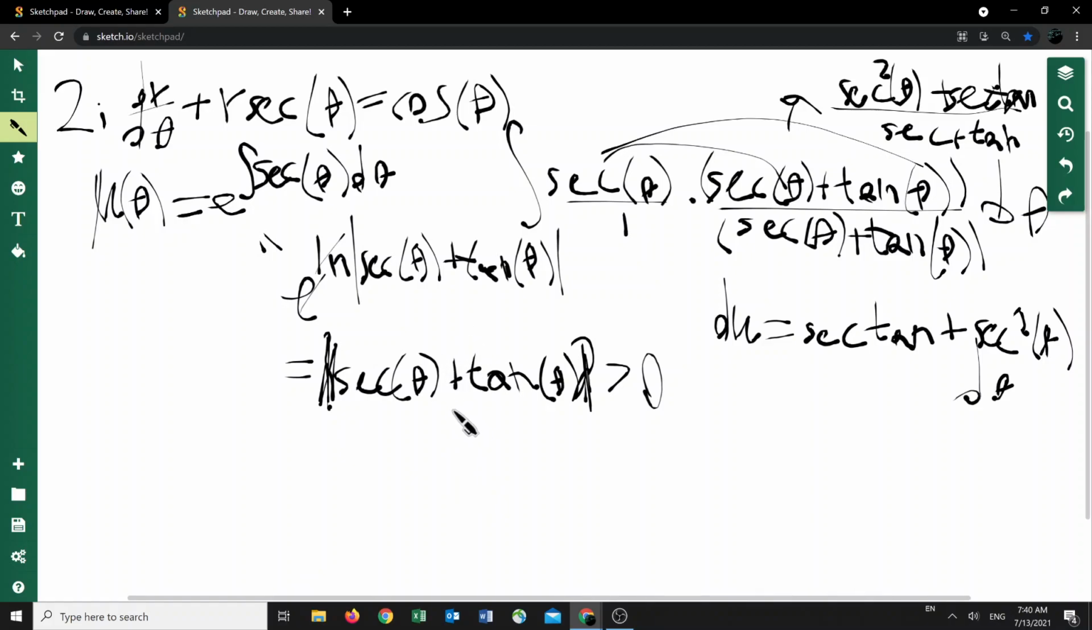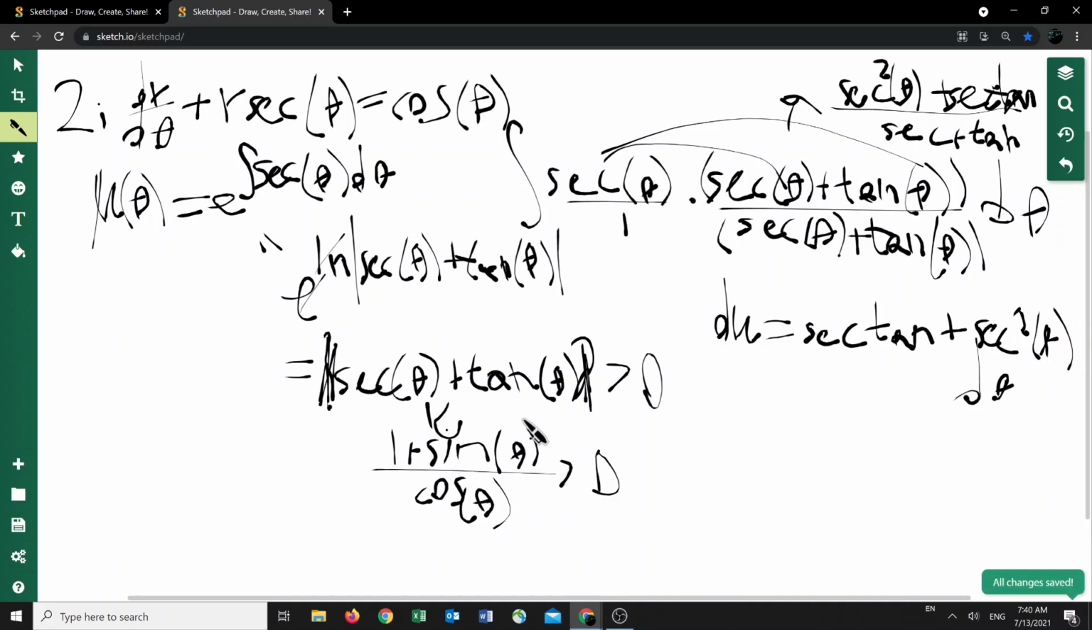But how do we do that? Well, let's return to the original sine and cosine. So it's 1 over cosine plus sine over cosine. So it's 1 plus sine theta over cosine theta, if we combine them. But when is this greater than 0?